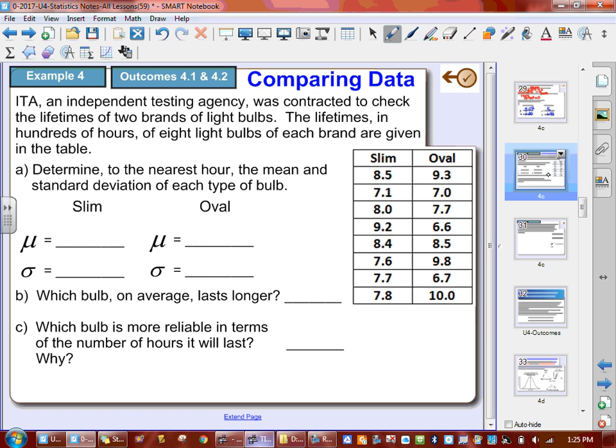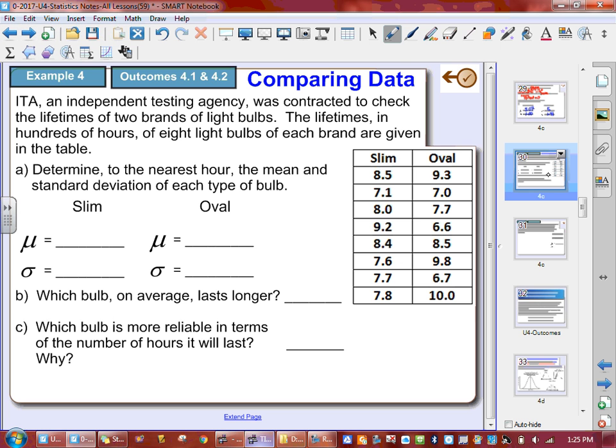So this one here is showing us that they wanted to check the lifetimes, in hundreds of hours, of light bulbs. So they took 8 light bulbs of each brand and they analyzed them. And this is what the mean for each was. So now what we're going to do is find the mean and standard deviation for this grouping, and then for this grouping. And then we're going to compare them according to the numbers.